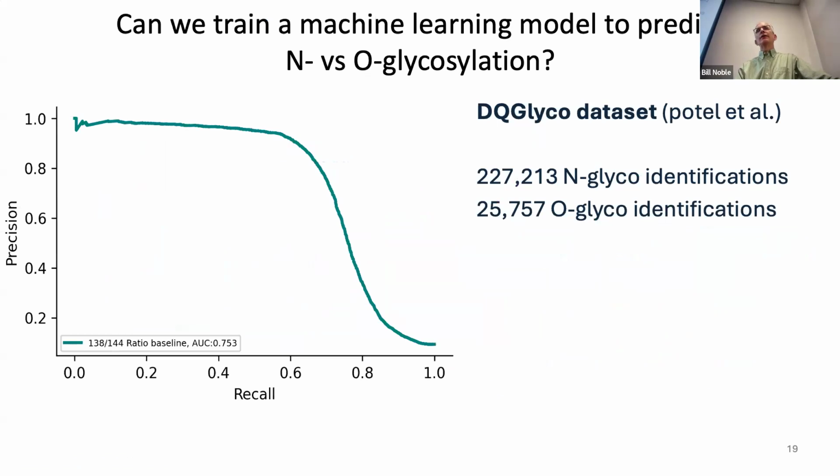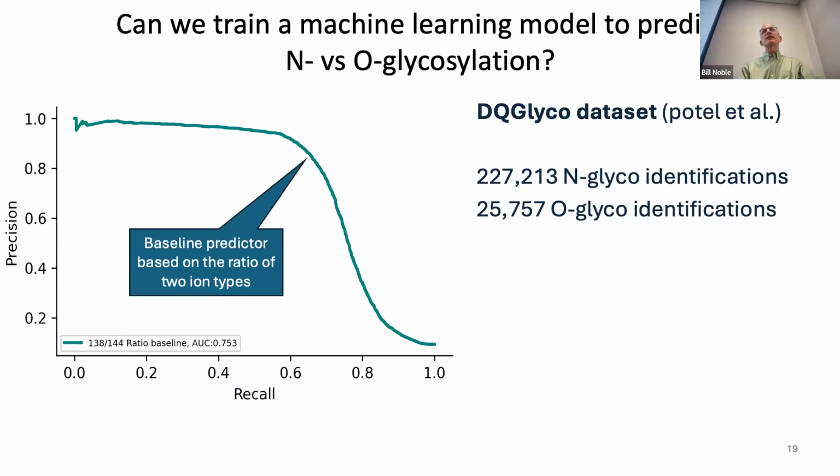So there are baseline methods that look at particular kinds of ions in the spectrum called oxonium ions. So you can take, for example, the ratio of two oxonium ions, and that's going to give you a baseline predictor. Here's a precision recall curve for that particular question of is it N versus O? And you can see it does a reasonably good job.